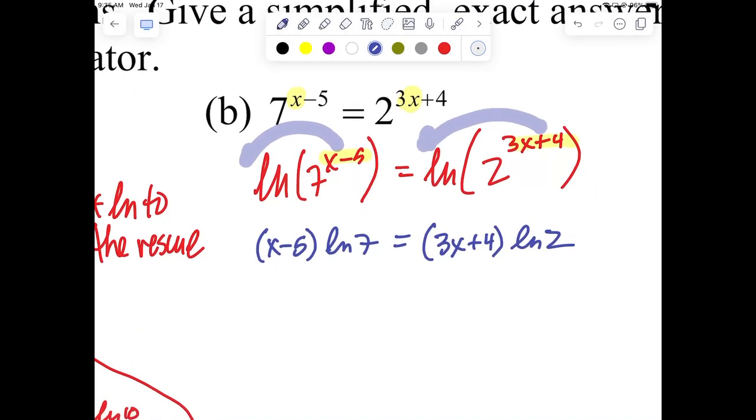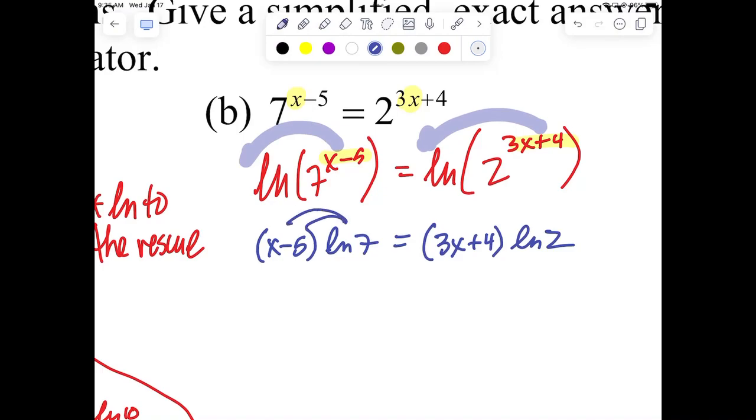All right, now, at this point, I want you all to just understand that the natural log of 7 and the natural log of 2 are just numbers. That's all they are. They're numbers. What would you do if those had been just a 7 and a 2 instead of a natural log of 7 and a natural log of 2? What would your next step be? Distribute. There you go. You have to distribute the numbers so that you can collect like terms on both sides.